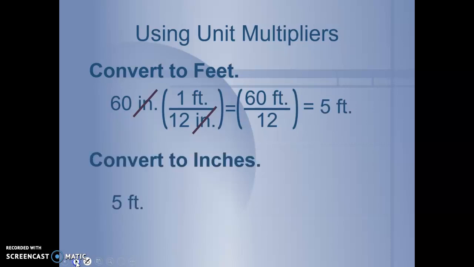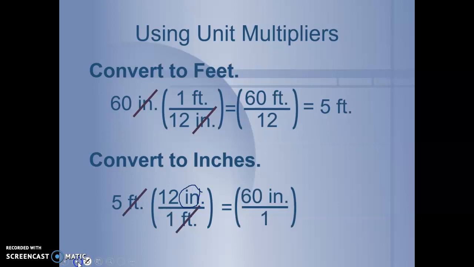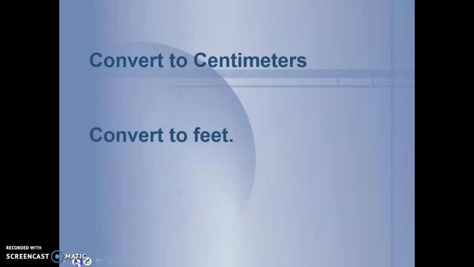Convert that to inches. So our unit multiplier, since we're starting with feet and going to inches, our inches is on the top here. And 12 inches equal 1 foot. Cancel our feet and multiply. 5 feet is 60 inches. Try these on your own. Convert from inches to centimeters.